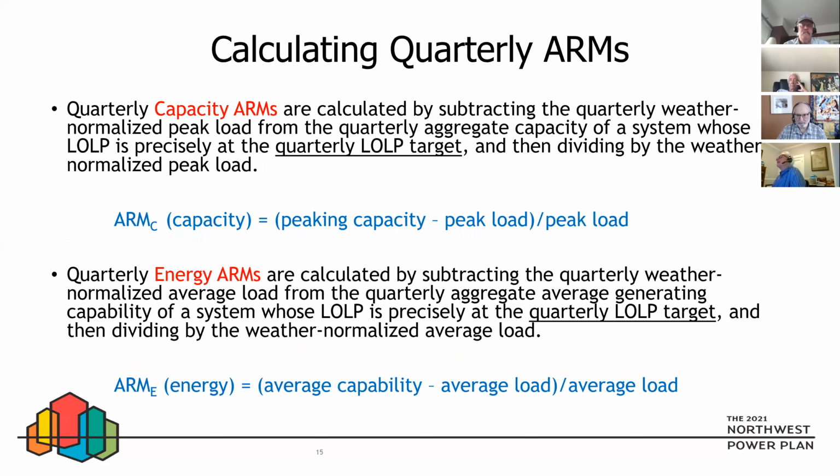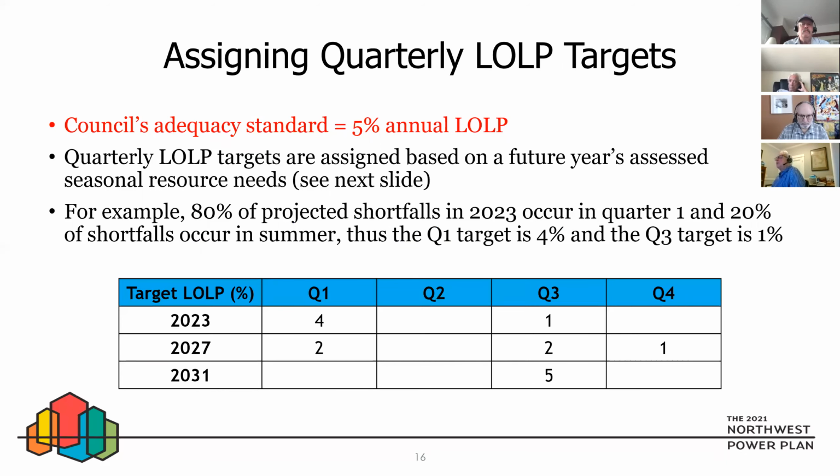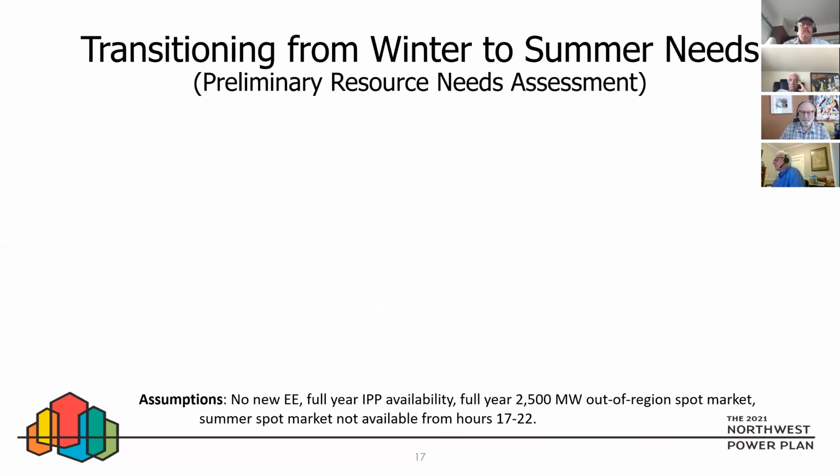So how do we calculate the adequacy reserve margins? Well, as I said before, we do one for energy and one for capacity, but basically we design a system, and we do it by quarters, that exactly meets the quarterly LOLP target. And then we just take the peaking capacity from that system minus the peak load and divide by the peak load, and that's the ARM. How do we assign quarterly LOLP targets? They change as you go through time. Let me go to the next chart because this is more telling.